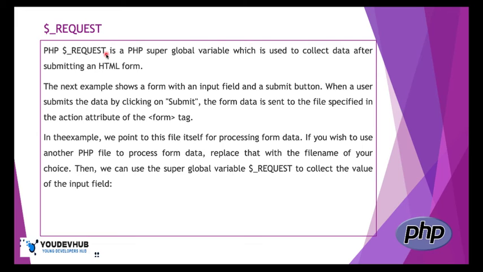In the example, we point to this file itself for processing the data. If you wish to use another PHP file to process the data, you replace that with the file name of your choice. Then we can use the super global variable request to collect the value. This is talking about a request submitting a form. Whenever a form is created and is to be submitted, we can use the HTTP request to get the data from the form and submit it.